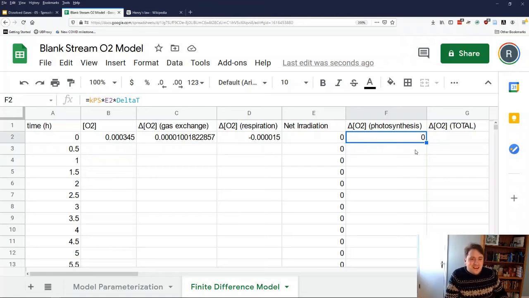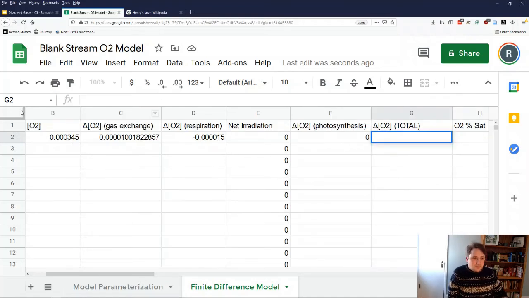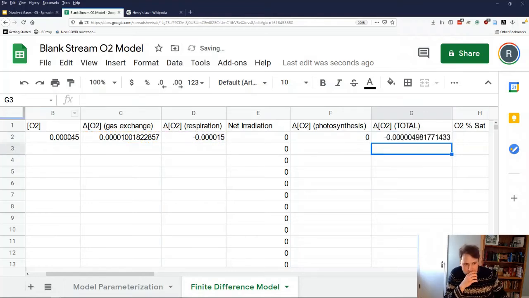And so from this, we can now calculate the total change in oxygen over this time step from midnight to midnight 30, just by summing up these three equations. So we said that this equals C2 plus D2 plus F2. So there's the total change in oxygen.